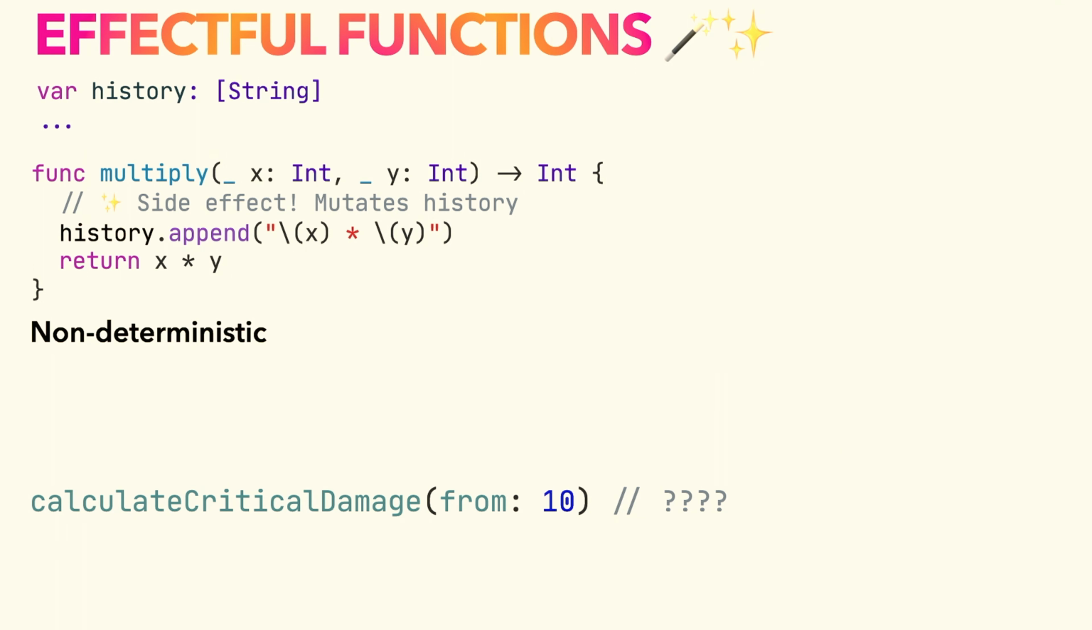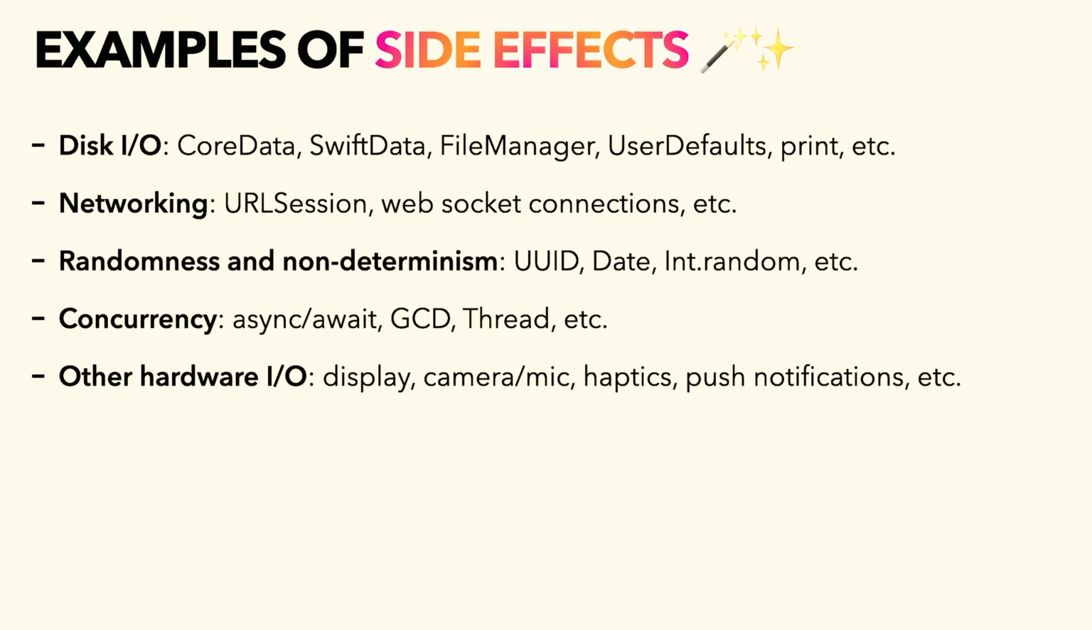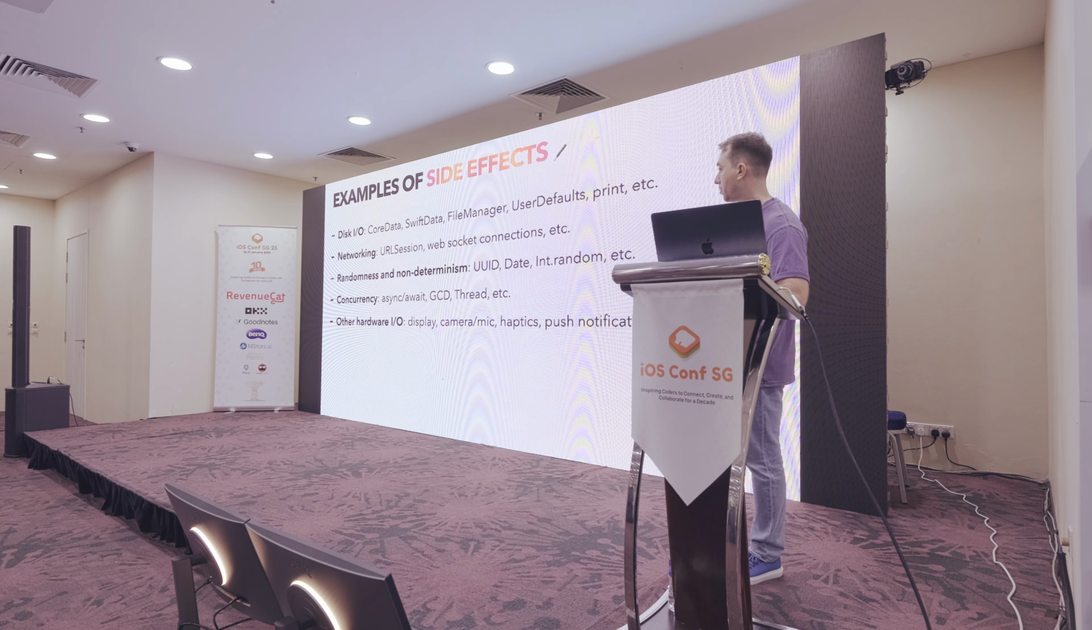And what this means is we can no longer predict the output of this function call. That is because somebody somewhere can change user defaults, which often refers to a spooky action at a distance. So other examples of side effects include any sort of disk I/O, working with files, user defaults, databases, any networking, any sort of randomness, dates, UUIDs, etc., any sort of concurrency and threading, and any interaction with I/O, like showing values on display, using camera, microphones, etc.